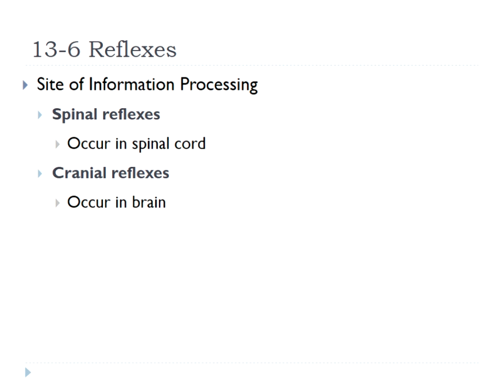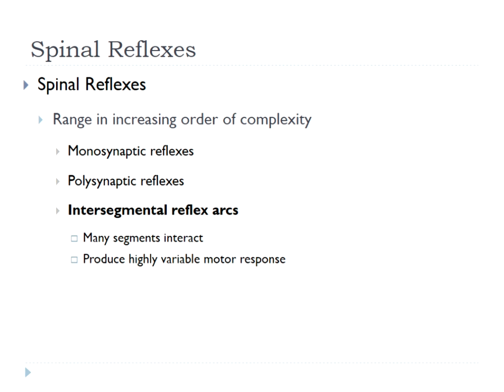Absolutely right. So spinal reflexes occur in the spinal cord, and a majority of them happen and are processed in your spinal cord, and cranial reflexes happen in your brain. Spinal reflexes can just have one synapse. Those are the most simple monosynaptic reflexes. The next complex are polysynaptic reflexes. And intersegmental reflex arcs are very complex reflexes.